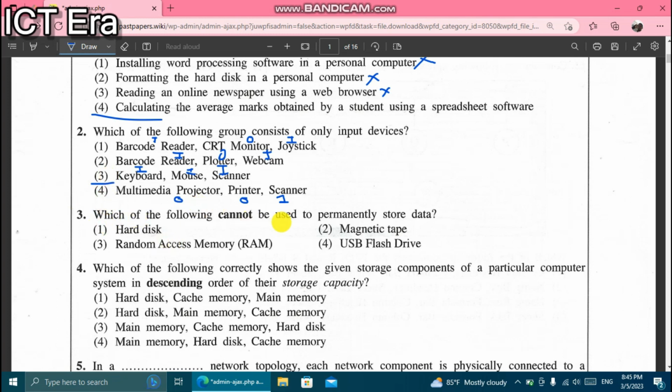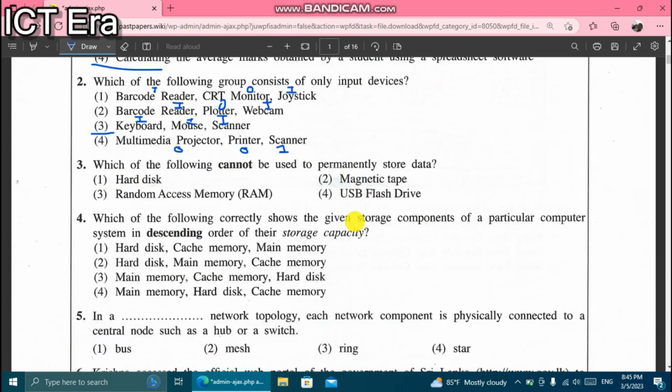Then which of the following cannot be used to permanently store data? So you know that the one which does not permanently store data is random access memory. It is temporarily storing data.